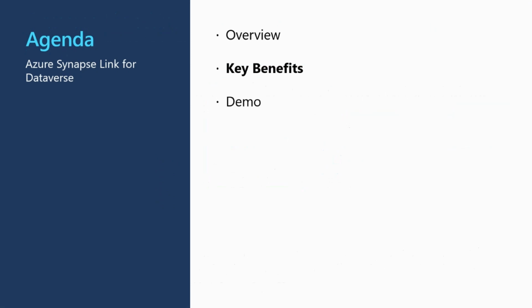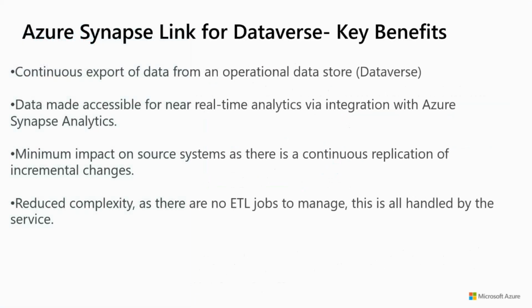Let's now talk about the key benefits of using Synapse Link for Dataverse. The first benefit is continuous export of data from an operational data source, which in our case is Dataverse. And now data is made accessible for near real-time analytics by integration with Azure Synapse Analytics. The third benefit is you have a minimum impact on your source system, as there is a continuous replication of incremental changes. You are not continuously querying the source system. And you are not creating any ETL pipeline. It reduces the complexity because you don't have to manage an ETL job.